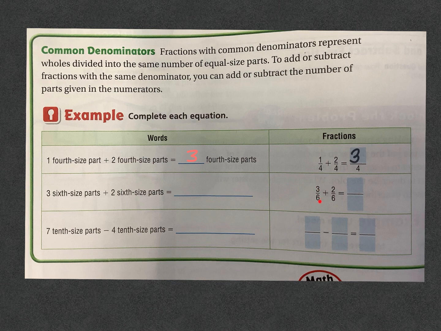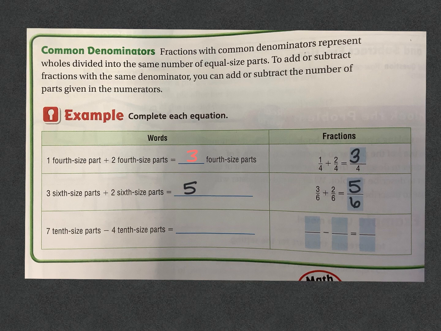3/6 size parts added to 2/6 size parts. I have 3/6 size parts and 2/6 size parts for a total of 5/6 size parts. And here it is over here, 3/6 plus 2/6. They're cut into 6, and they're going to stay cut into 6 equal pieces. 3 plus 2 is that now I have 5 out of the 6 equal pieces.